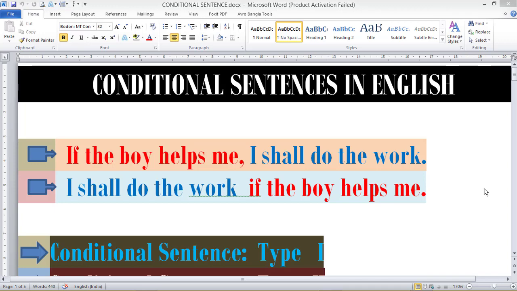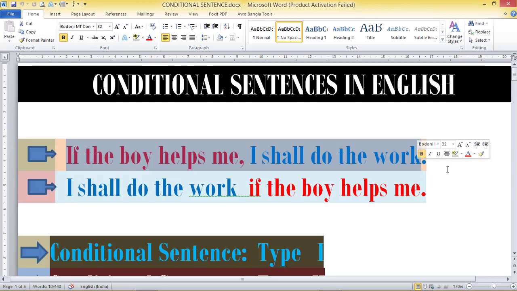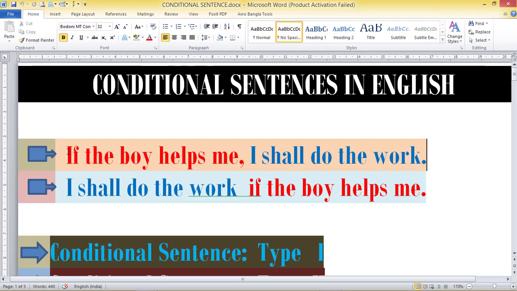A conditional sentence always has two parts. For example, let's go to the sentence, if the boy helps me, I shall do the work. In this sentence, you observe there are two parts. One part is if the boy helps me, and the other part is I shall do the work.